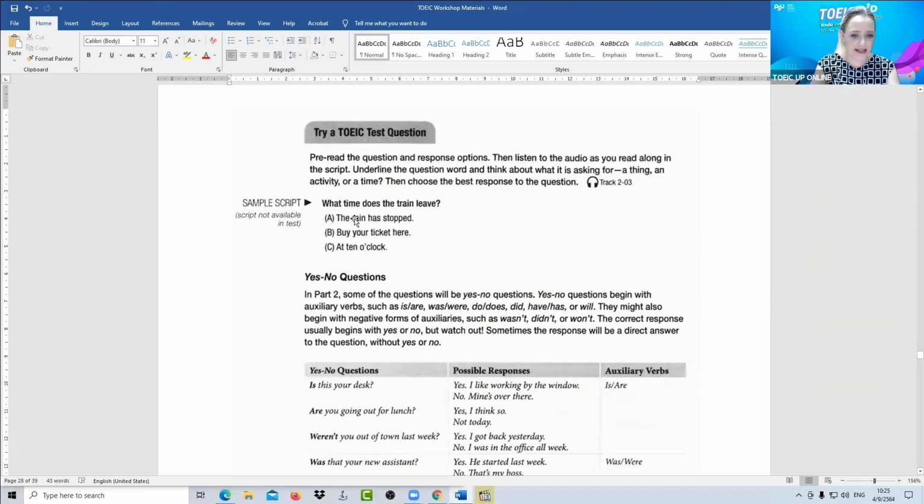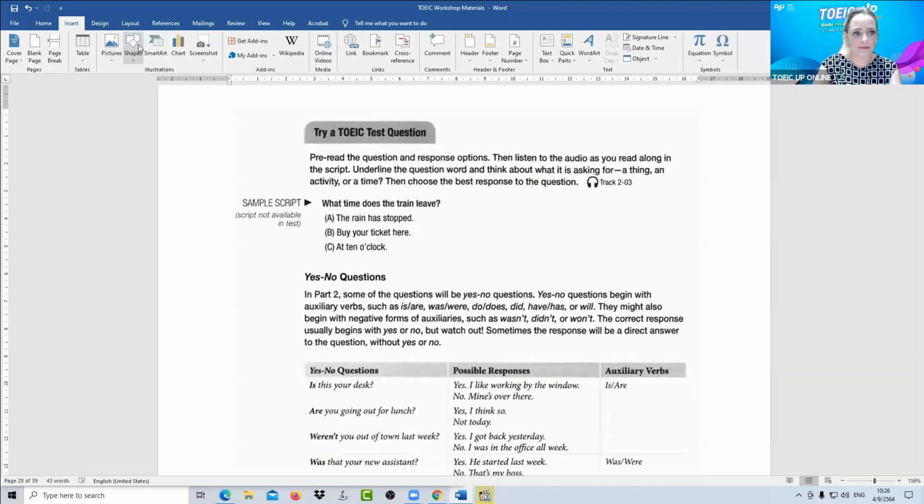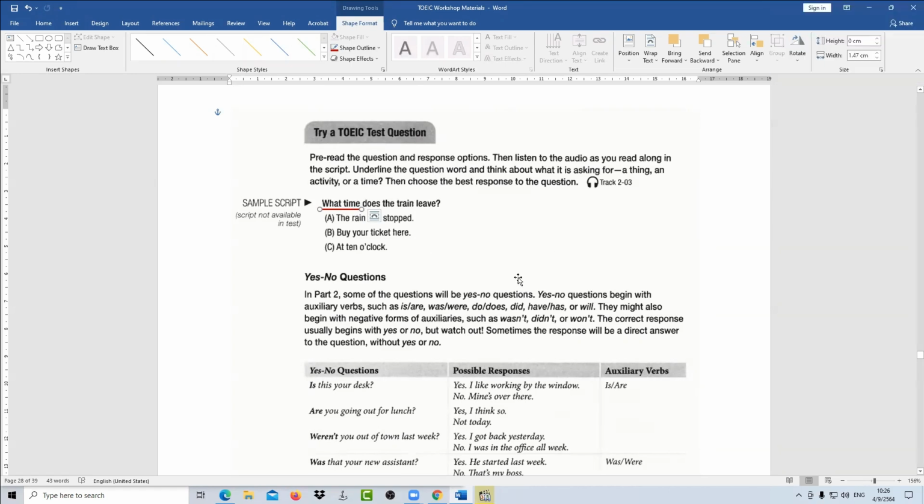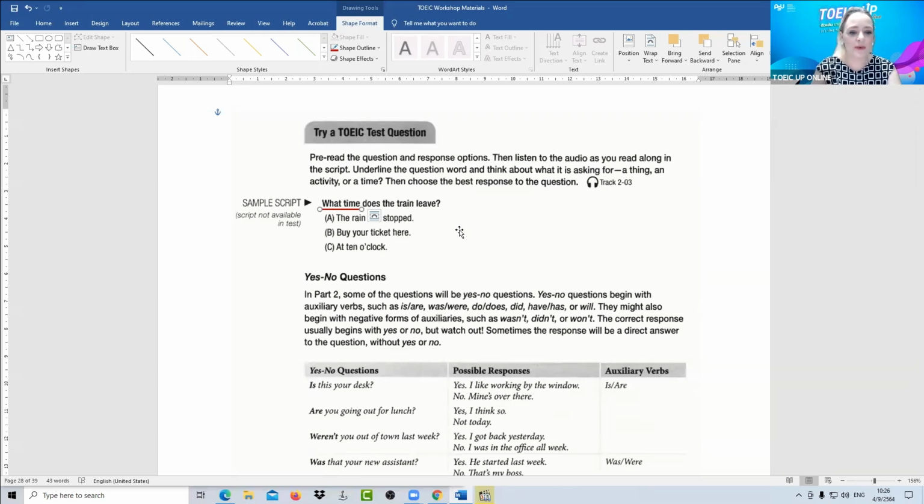Okay, so the question is, what time does the train leave? We have A, the rain has stopped. B, buy your ticket here. Or C, at 10 o'clock. What is the question word? The question word? What? Right? Yes. We're looking at what time. Sorry, not what. What time? Yes. What time? And so what are we listening for? What is the information requested? Time, right?